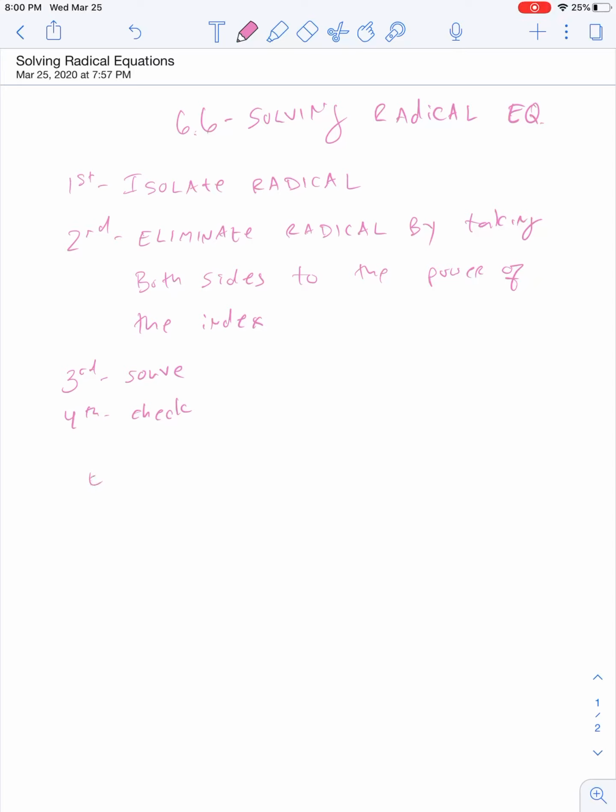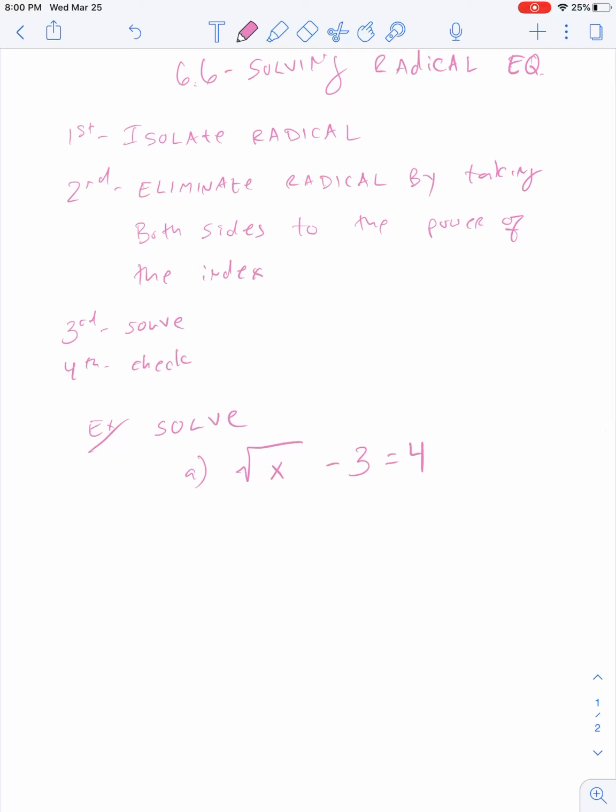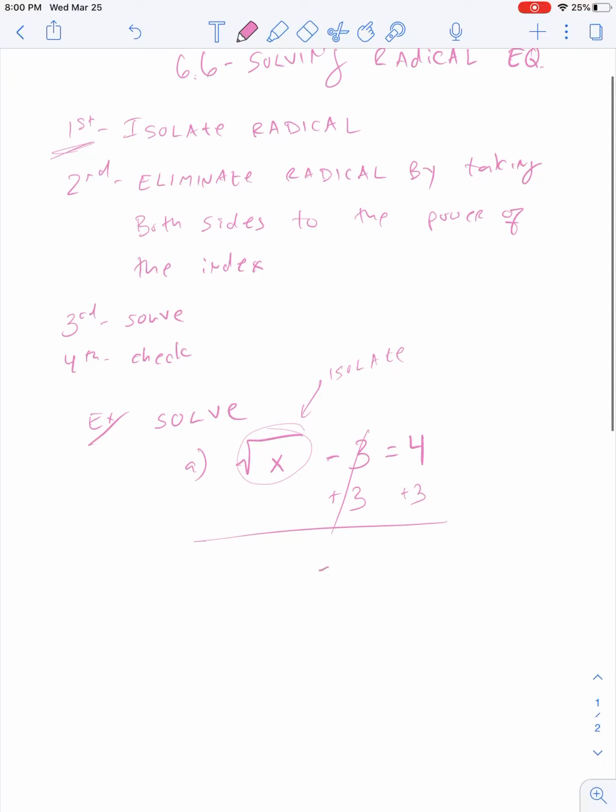So let's just jump right into some examples. We want to solve, how about the square root of x minus 3 equals 4. All right. So our first step is we want to isolate the radical. This here is our radical. We want to get it by itself. We want to isolate that. Right, so we need to get rid of this minus 3. We do that by adding 3 to both sides. We add 3 and we get the square root of x equals 7.